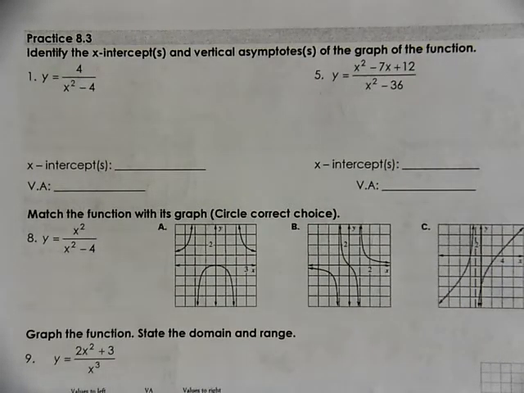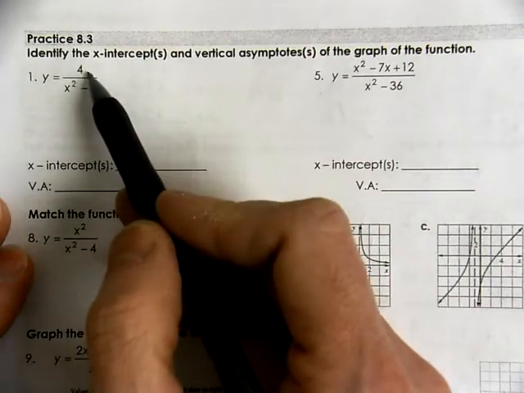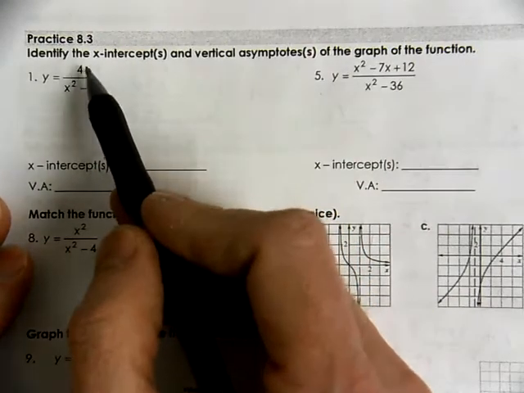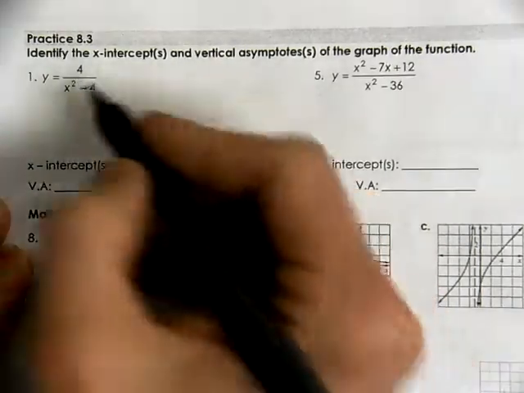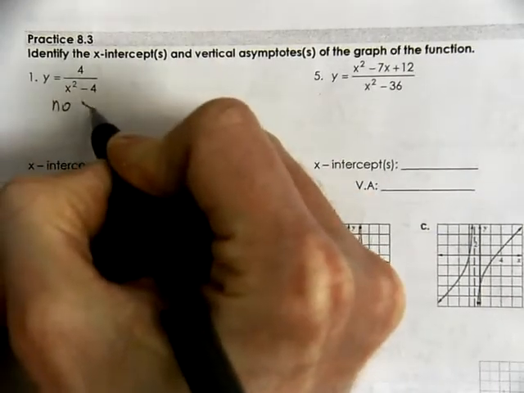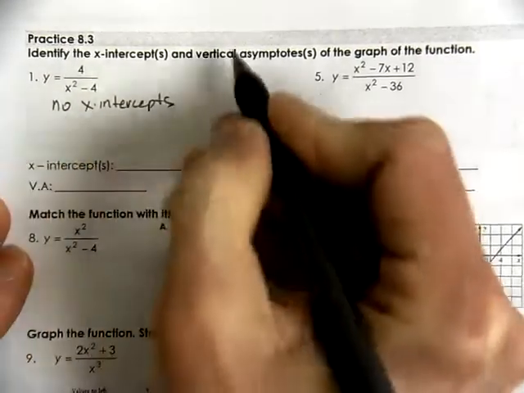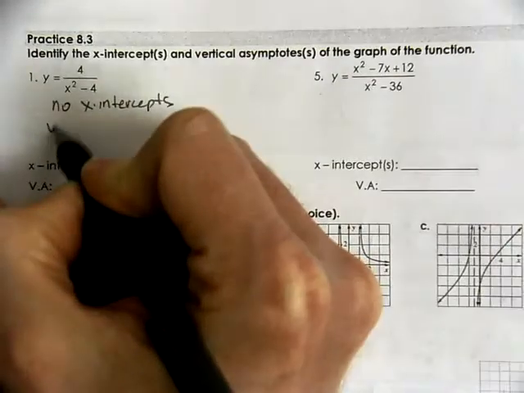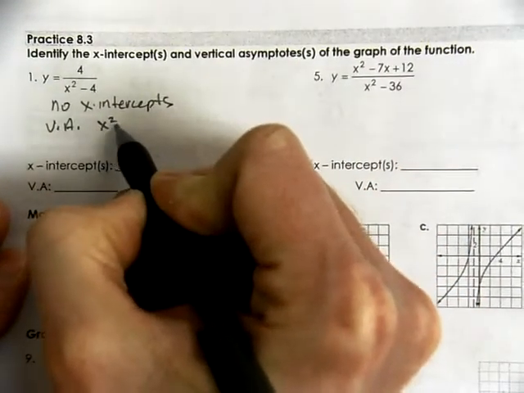This is the third page of Review Worksheet 8.1, 8.3. We're going to identify the x-intercepts. That's where the numerator equals 0, and in this case it can never equal 0. So no x-intercepts. The vertical asymptote is where the denominator equals 0.